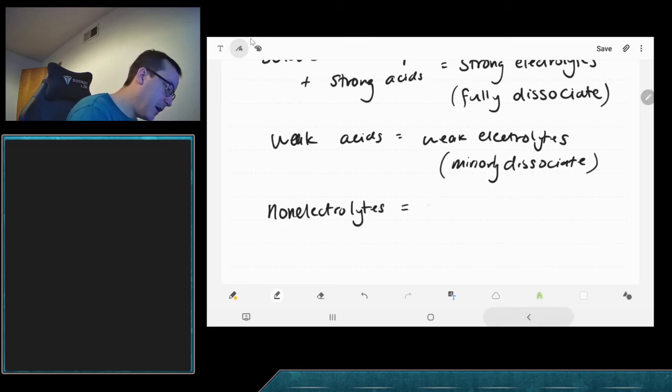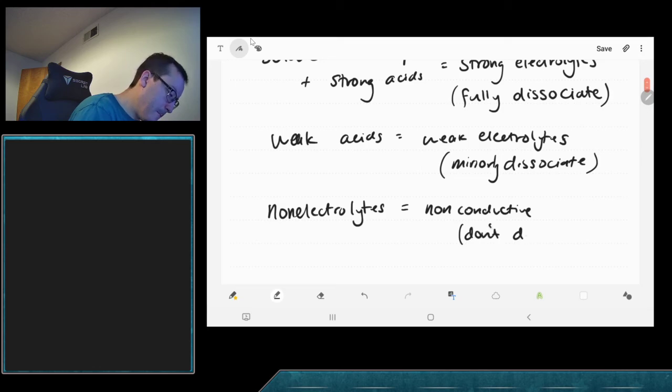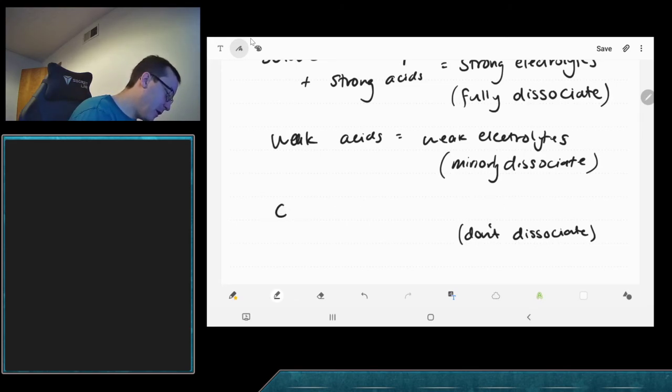And then we had the non-electrolytes, which were going to be non-conductive. They don't dissociate. Or rather, I guess I should say this was the covalent compounds will be consistent there.